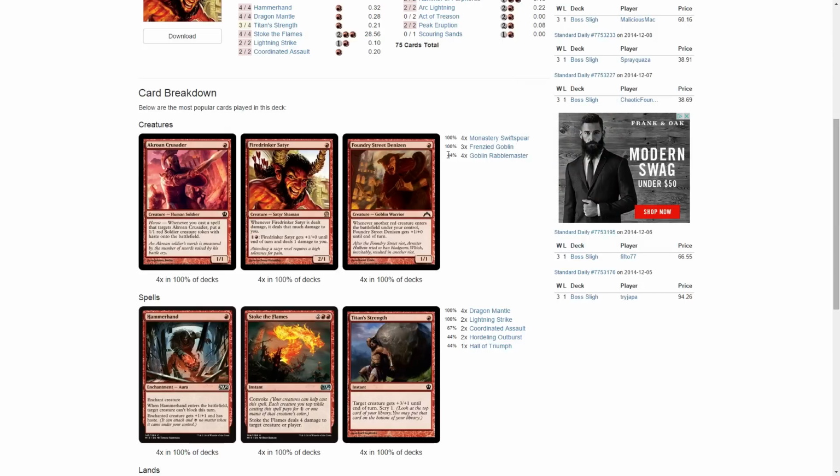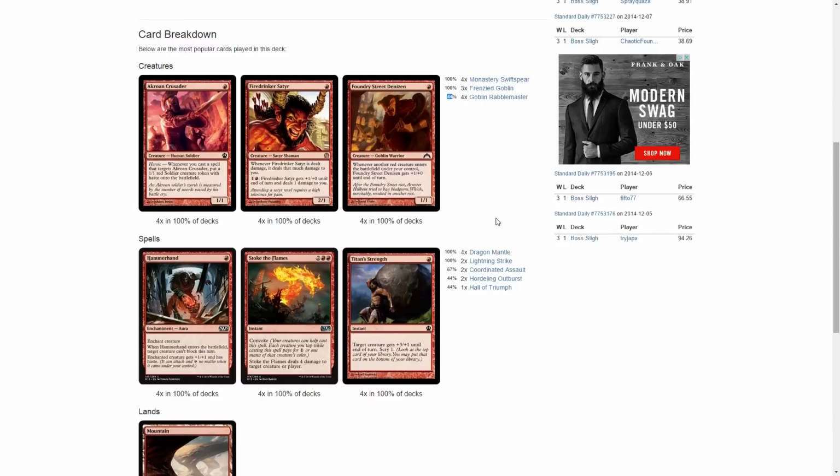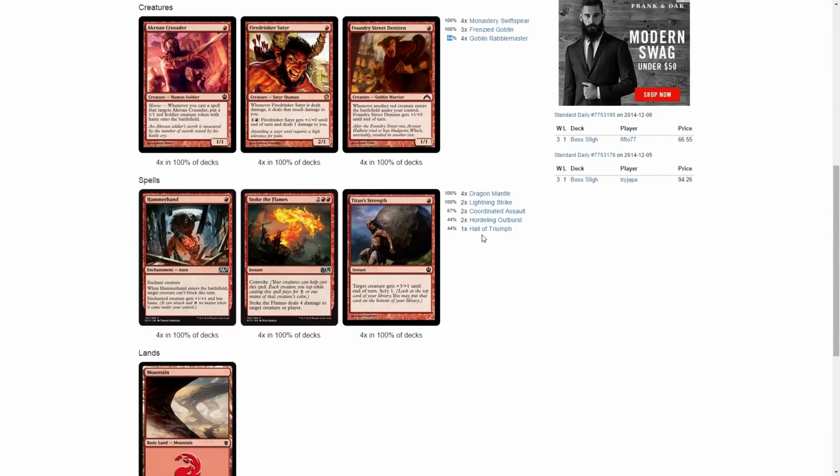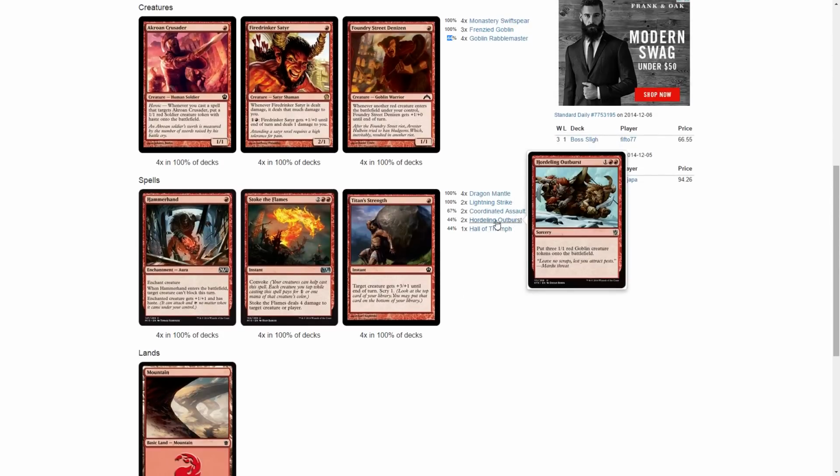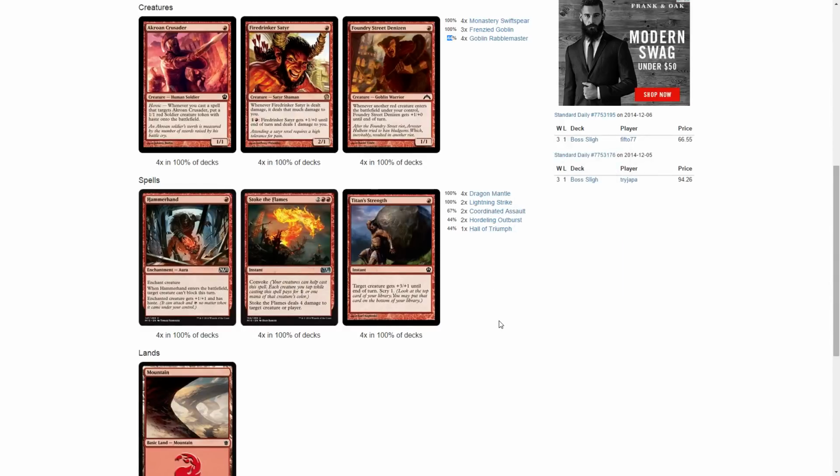And you can see just under half of the people run Goblin Rabble Master. So you can scroll through here and you can find what other people are playing. Some people are playing Hall of Triumph, Hoarding Outburst, Coordinated Assault, and you can make your substitutions based on that.